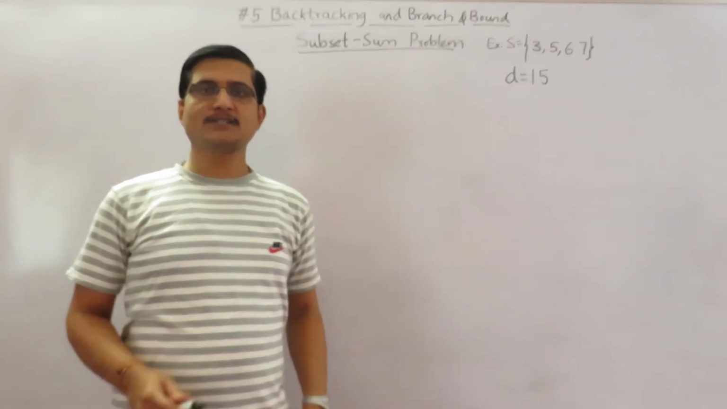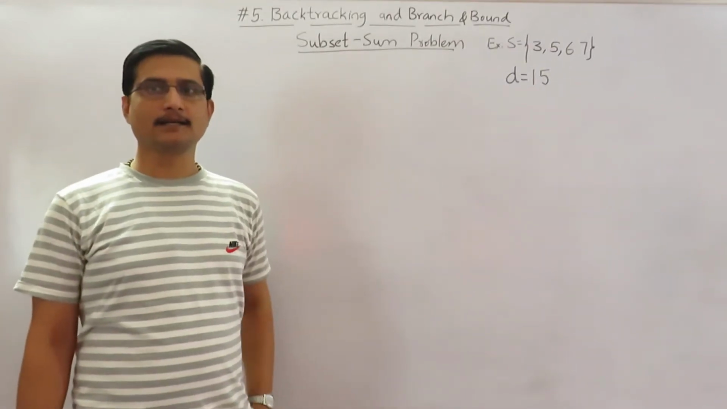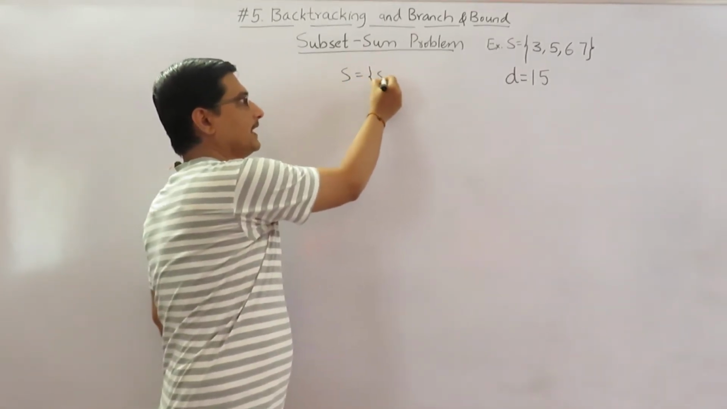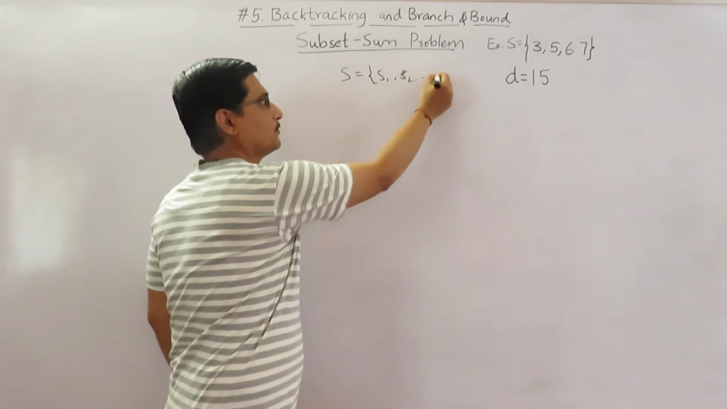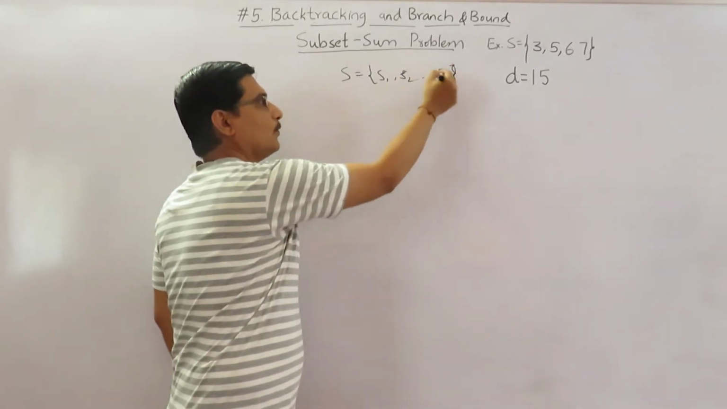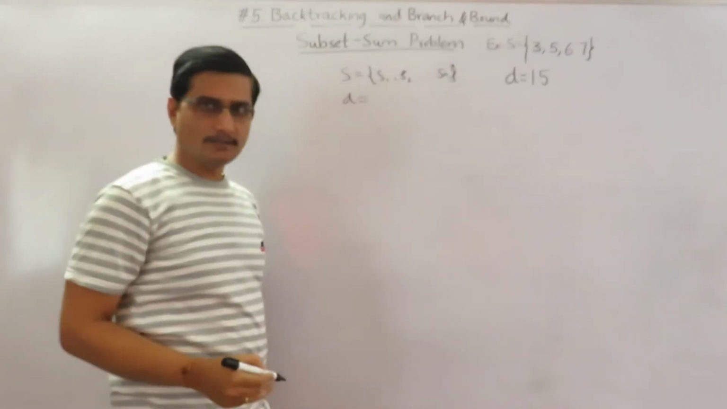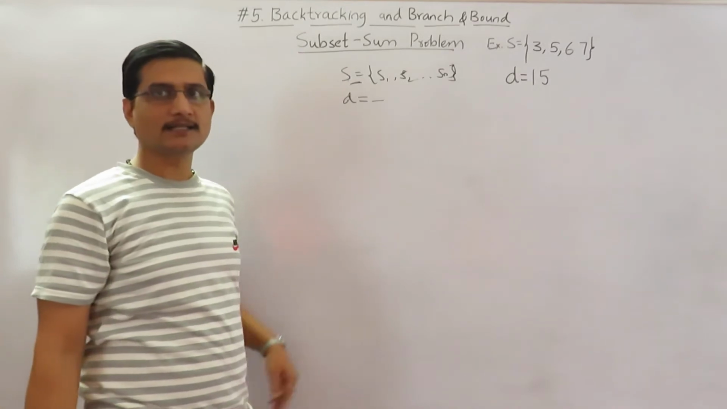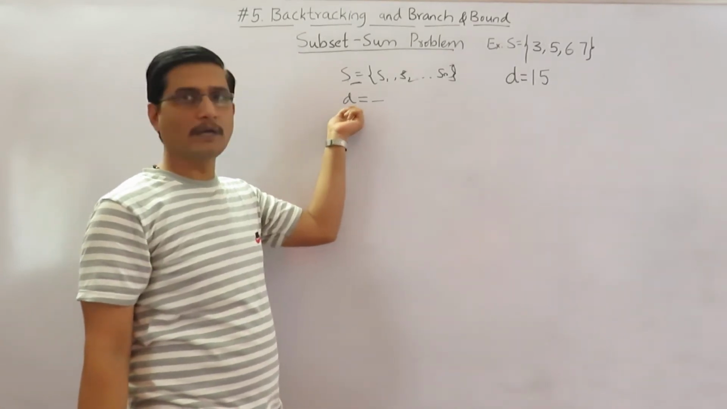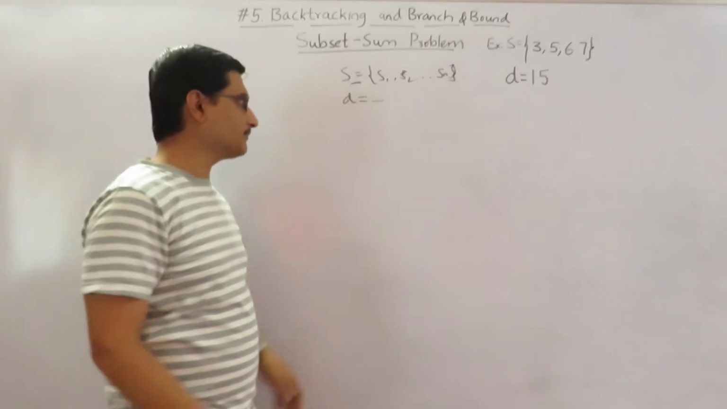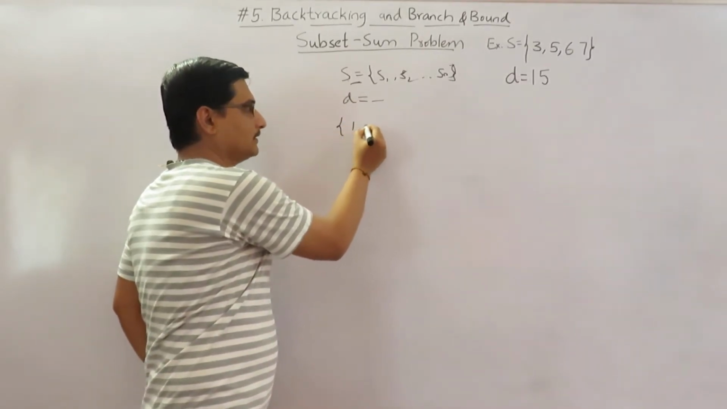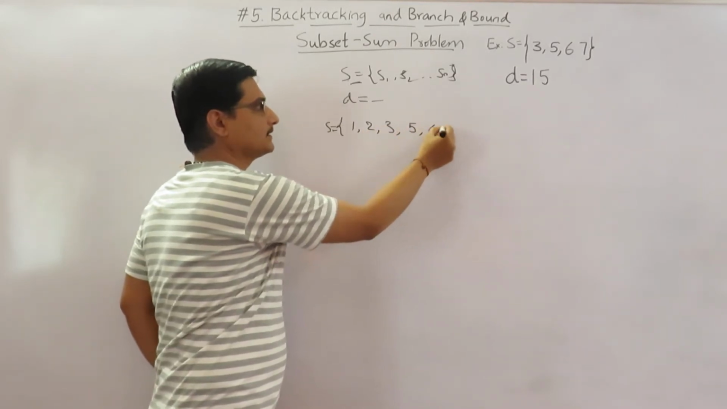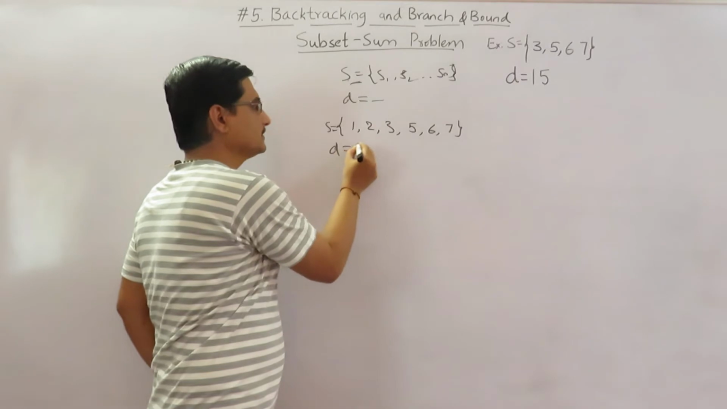In this video, we will discuss one more problem on backtracking, that is the subset sum problem. Set S is given of some elements S1, S2, and so on up to Sn, and also an integer D is given. We need to find the subset of this set S such that the sum of that subset will give us this value, that is D. So for example, say S is 1, 2, 3, 5, 6, 7. Assume this, and D is 9.